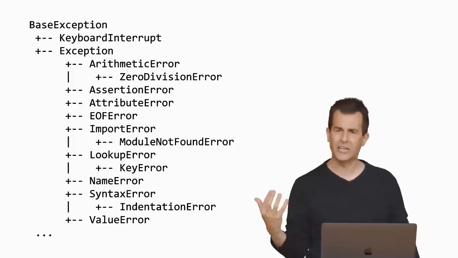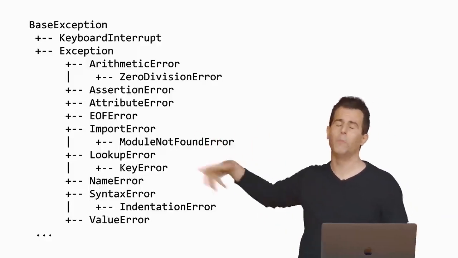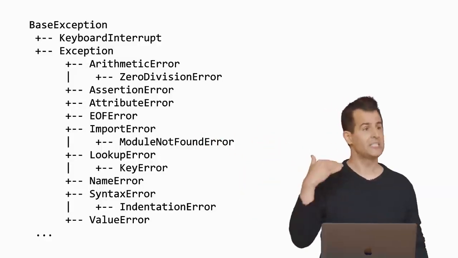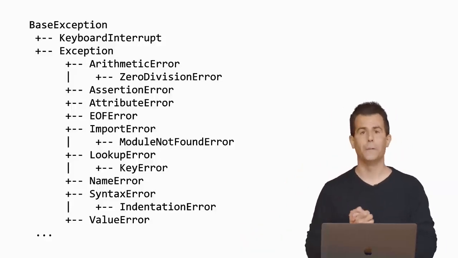And if you were to invent your own exception, generally you wouldn't want to start from scratch. You would want to descend from, that is, subclass one of these existing exceptions and add your own twist on it, your own functionality as well.